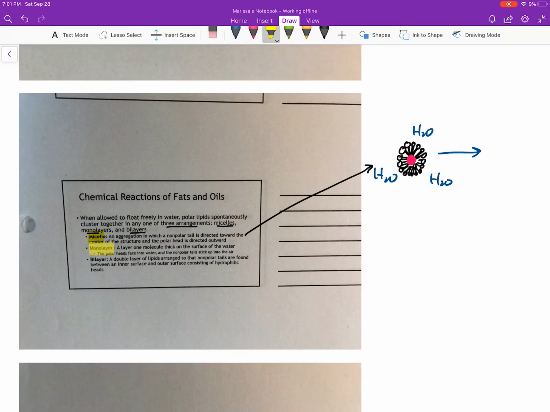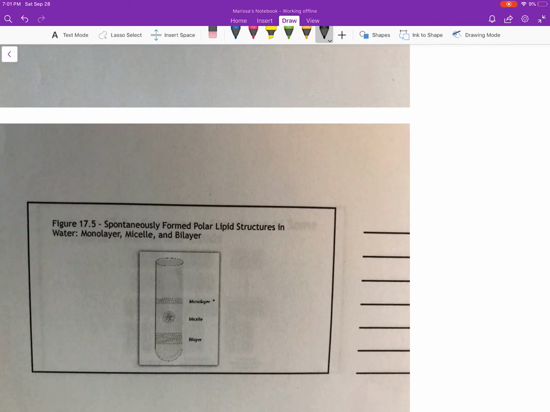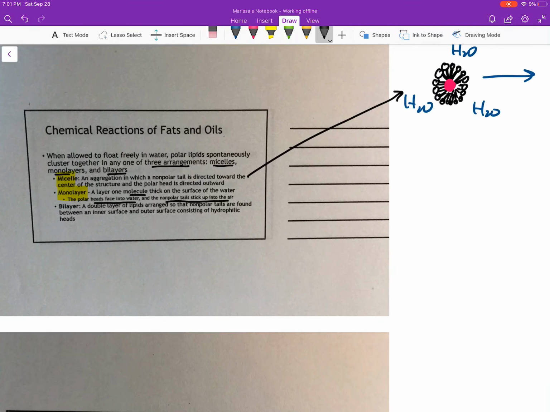The next kind is called a monolayer, and this is where you have a layer 1 molecule thick on the surface of the water. The polar head faces into the water and the non-polar tails stick up into the air. And I have an example of that here. Okay, so if we had, let's see, a test tube, and the test tube is full of water, you would see that the polar heads point down into the water and the non-polar tails point up.